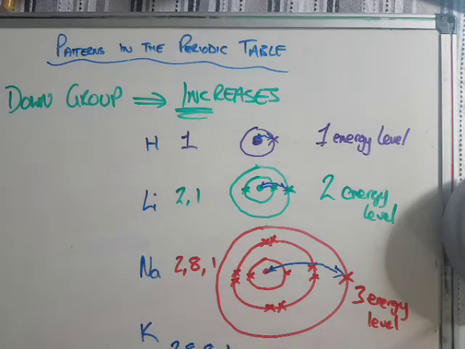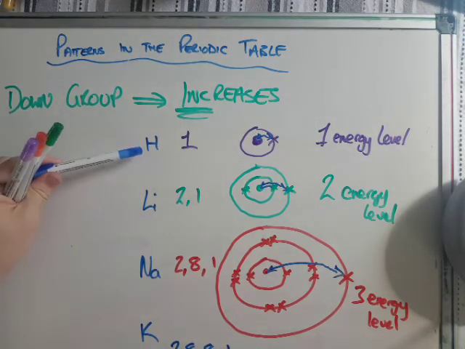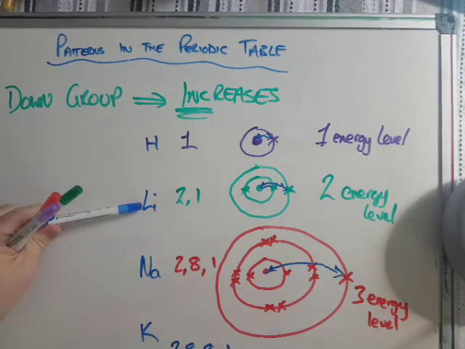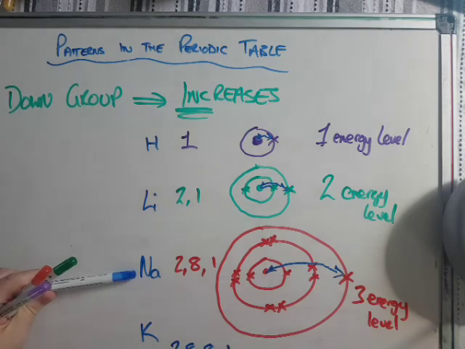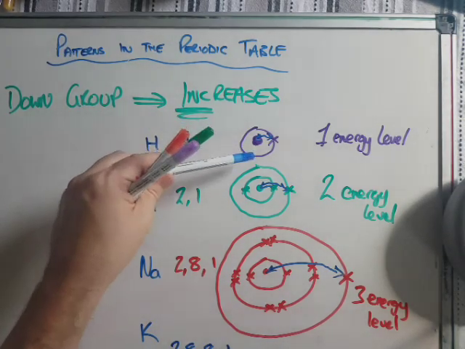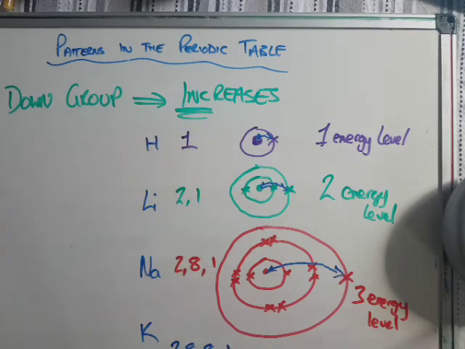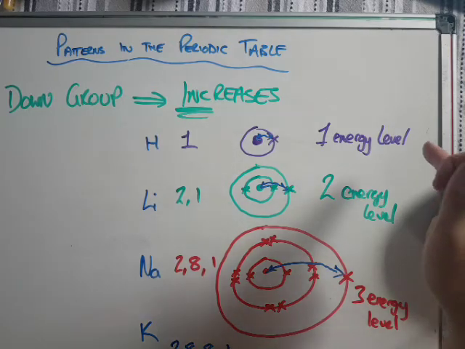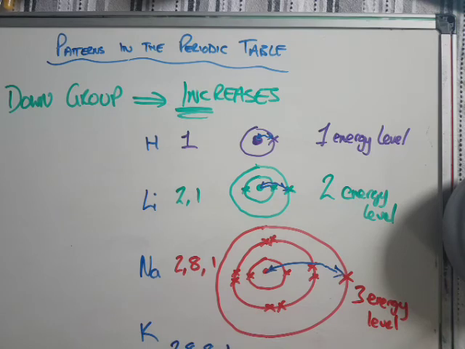Now, the nuclear charge is also increasing, right, because we've got, in hydrogen, 1 proton, 1 plus, lithium 3, 3 plus, sodium 11, 11 plus, potassium 19, 19 plus. But because we're adding this extra energy level, because the electrons are getting so far away, the positive charge has very little effect. So the reason that when we go down a group, the atomic size increases is because we're adding extra energy levels in.